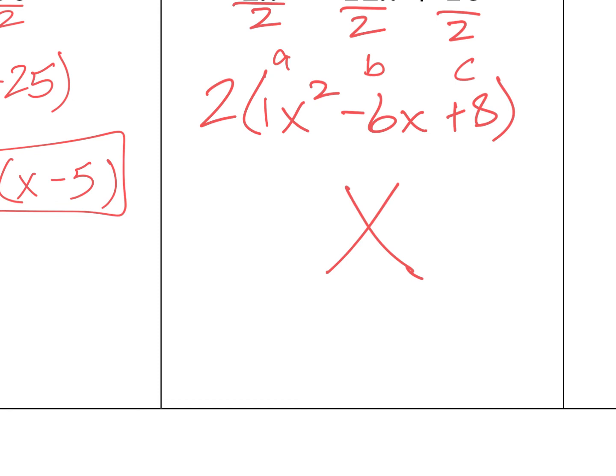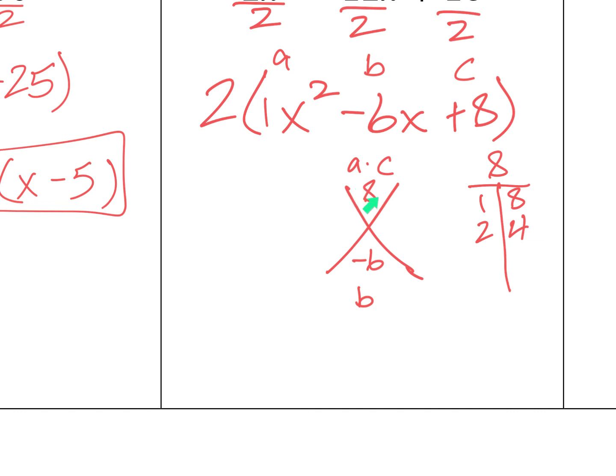So to find our top number, remember it's A times C. So 1 times 8 is 8. And then our bottom number is negative 6. That's our B. So now let's find our factors of 8. 8 divided by 1 is 8. 8 divided by 2 is 4. And 8 divided by 3 is a decimal. So there are our factors of 8.